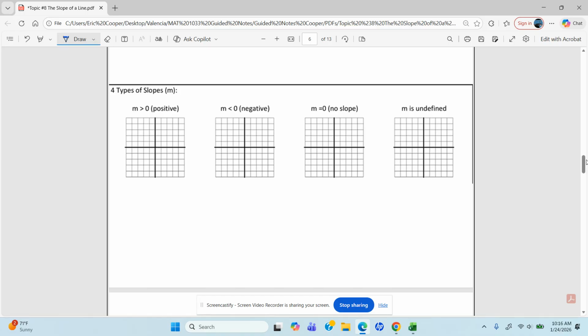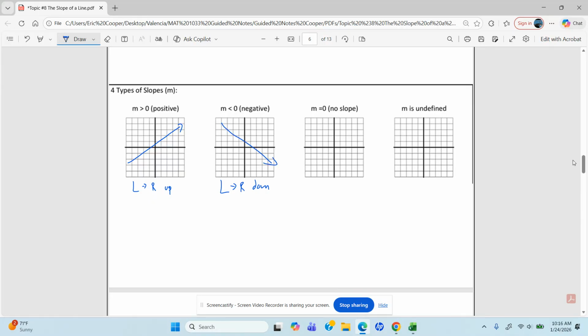So, a great time for us to recap. There's 4 types of slopes that could happen. M, the slope, could come out to be greater than 0. That's a positive. That means that when we move from left to right, the graph goes up. It'll look something like this. If m is less than 0, or m is a negative value, then it is a negative slope. So from left to right, the graph is moving downward, similar to this.